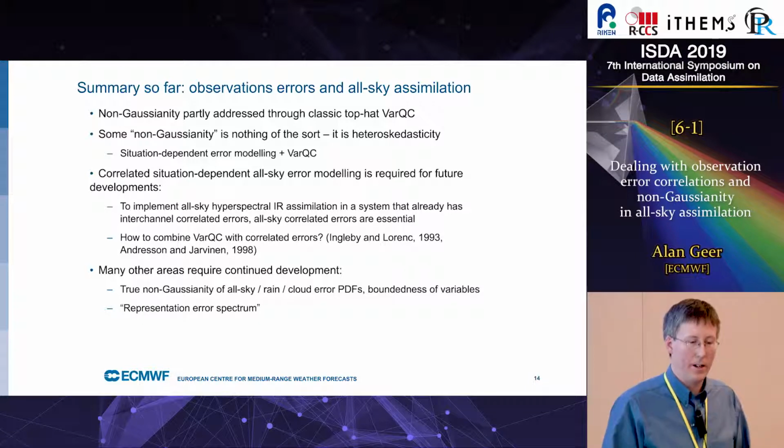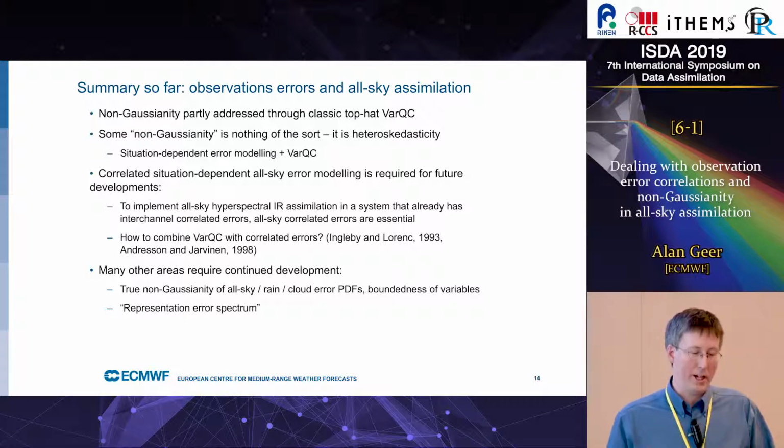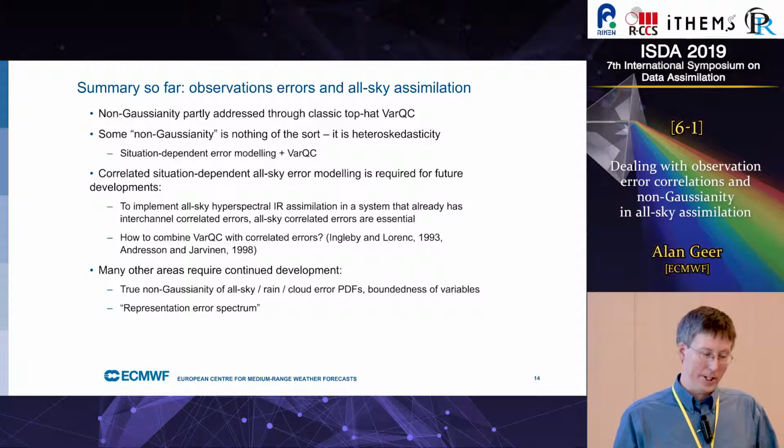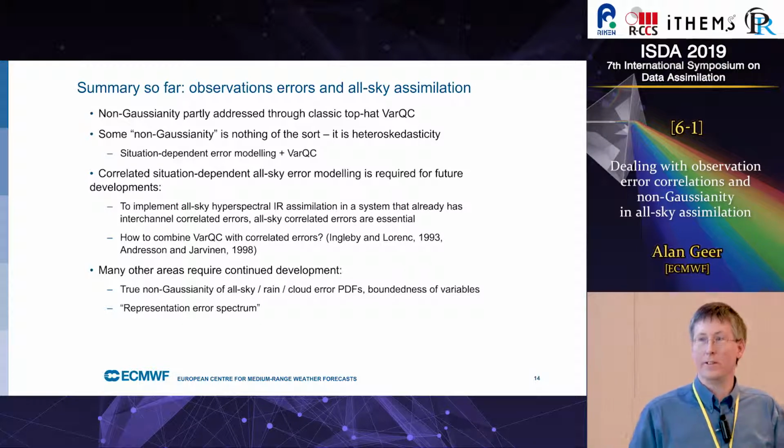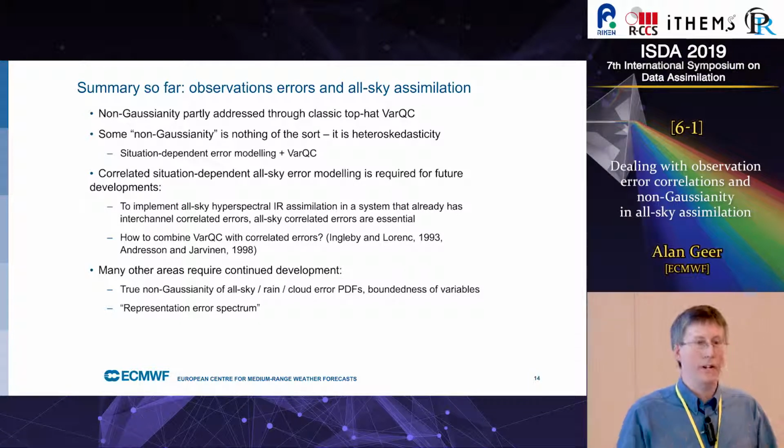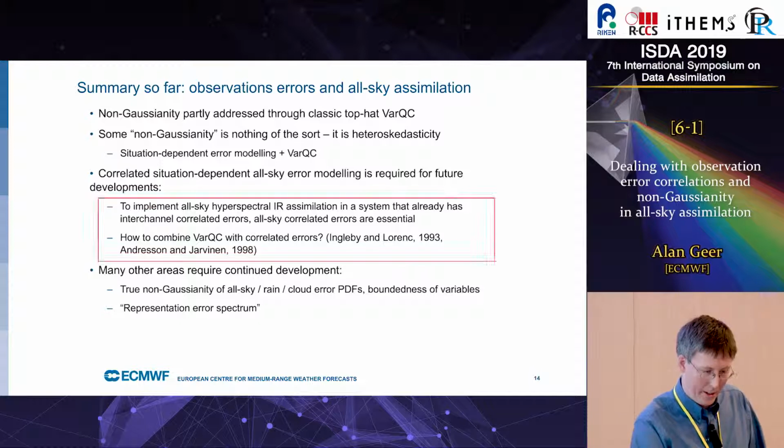So to summarize so far, there is some level of non-Gaussianity being addressed through top hat var QC. Some non-Gaussianity is not non-Gaussianity, it's situation dependence, and we are modeling that. And the thing that we're now trying to do is to go on to correlated situation-dependent error modeling. So that's what the next part of the talk is going to be on.